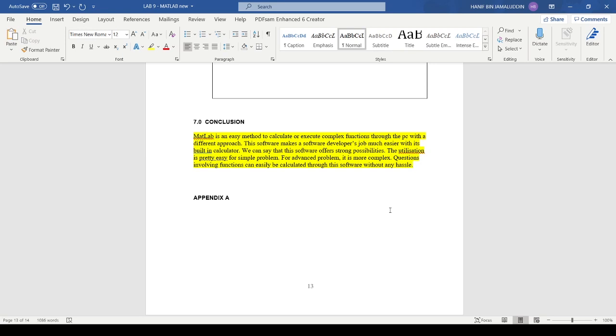The utilization is pretty easy for simple problems. For advanced problems, it is more complex. Questions involving functions can easily be calculated through this software without any hassle.